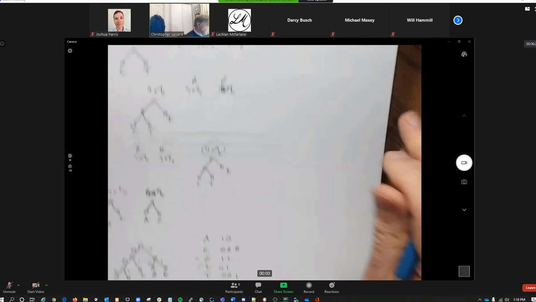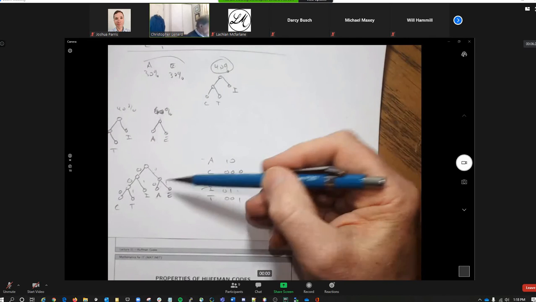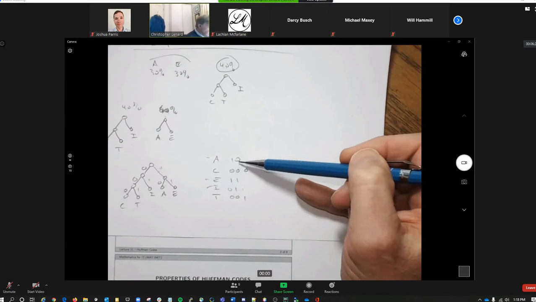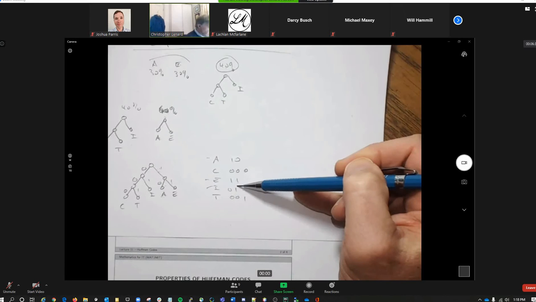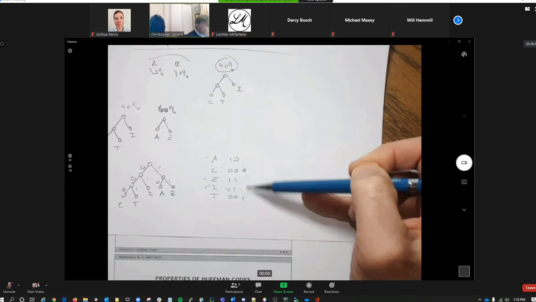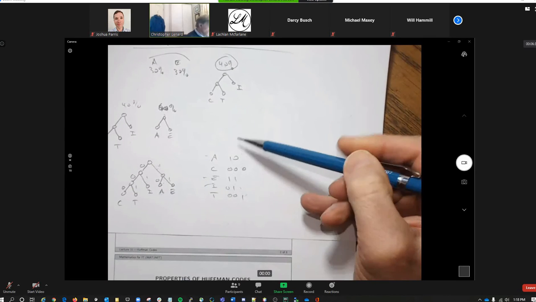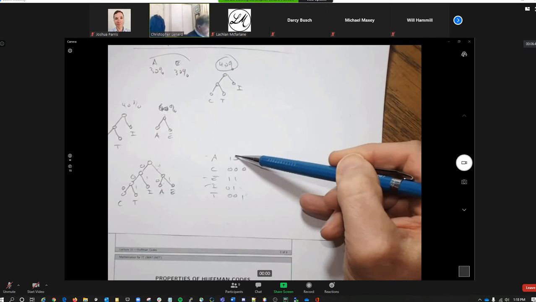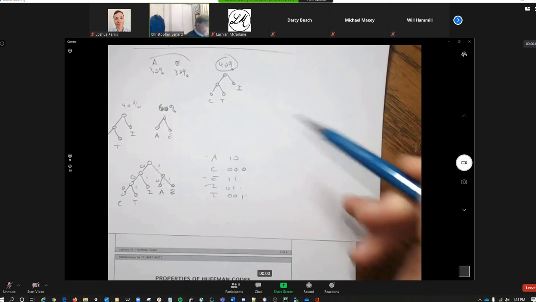So the intention about the whole thing is that more frequent characters get fewer bits to encode them, whereas the less frequent characters get more bits to encode them. And so because the more frequent characters have fewer bits, you've got a total savings.